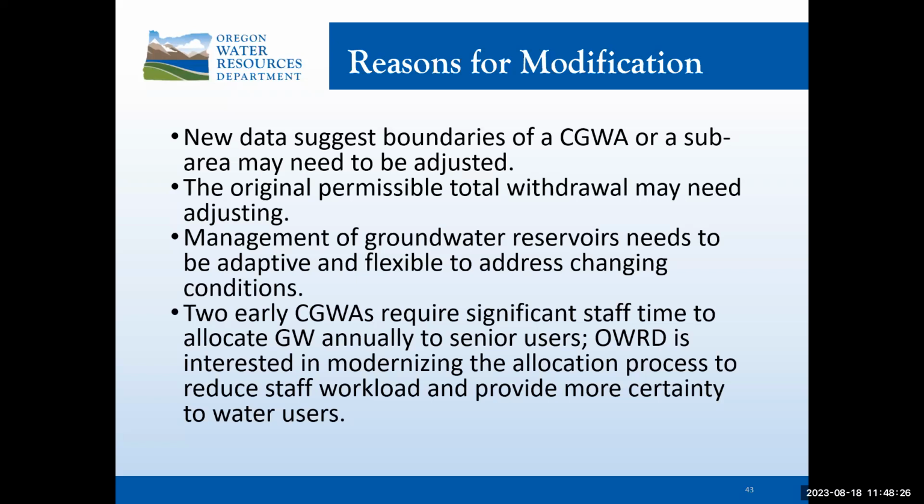And then last, there are 2 early critical groundwater areas that were established that require significant staff time to allocate groundwater annually to senior users. And the department is really interested in modernizing the allocation process to reduce staff workload and provide more certainty to water users. And so these are the key reasons why the department needs to be able to modify not only existing critical groundwater areas, like existing today, but in the future, critical groundwater areas that have been established under these new rules may also need to be modified. And so the department needs that ability and that flexibility.